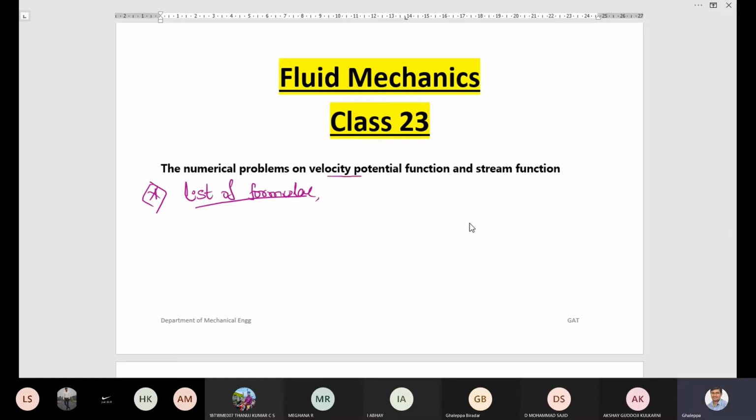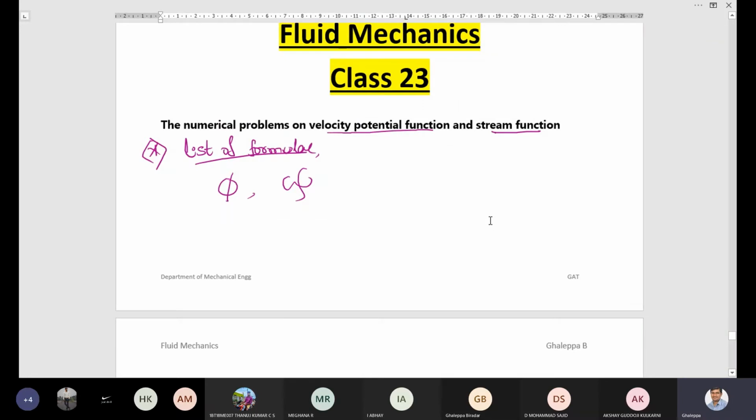Velocity potential function will be represented by the symbol phi. The stream function will be represented by the symbol psi. Then by definition, the partial derivative of velocity potential function with respect to any one direction is equal to velocity in that particular direction. Here I have taken the direction x, so velocity in x direction is u, and it is a negative derivative. This is one formula.